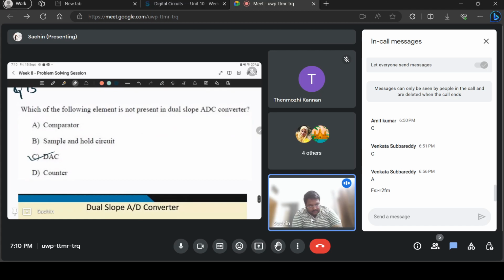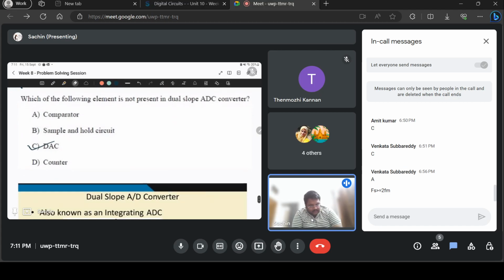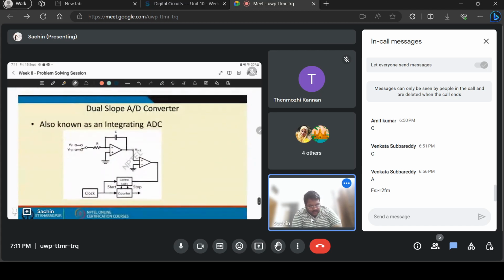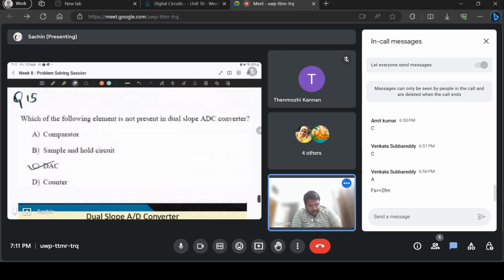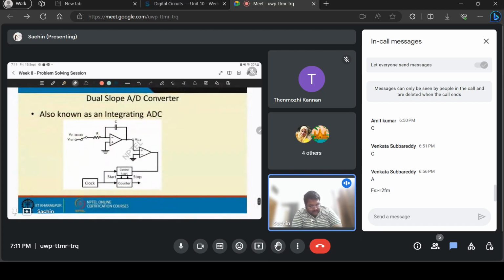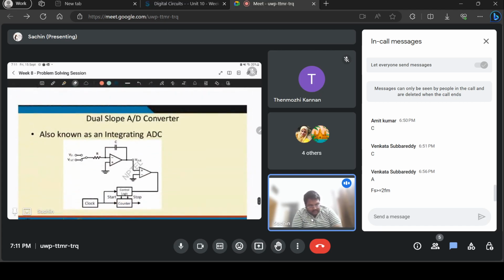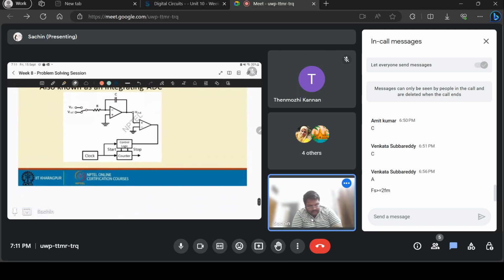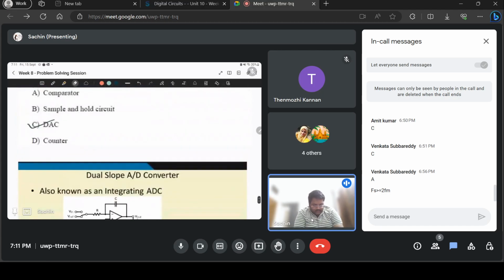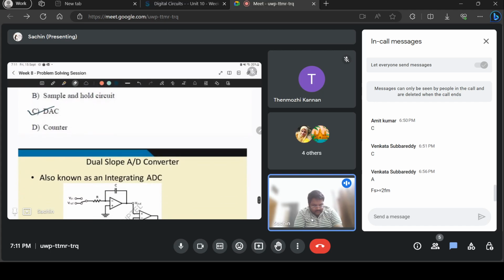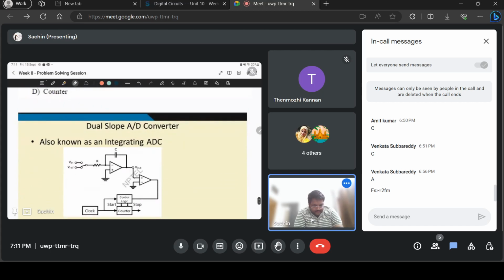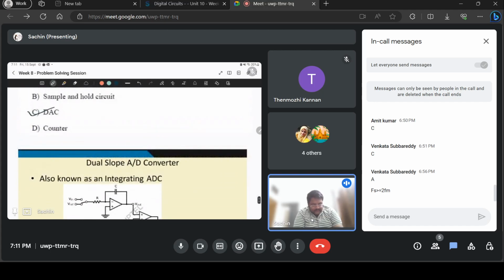Question number 15, which of the following elements is not present in dual slope ADC converter? From the circuit you can see that there is no DAC in a dual slope AD converter. You have a counter, you have a sample and hold circuit, you have a comparator also. Only DAC is not there.